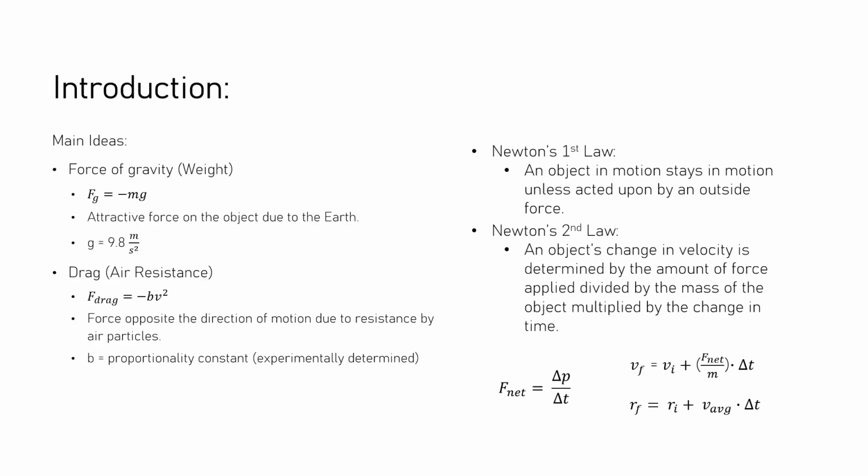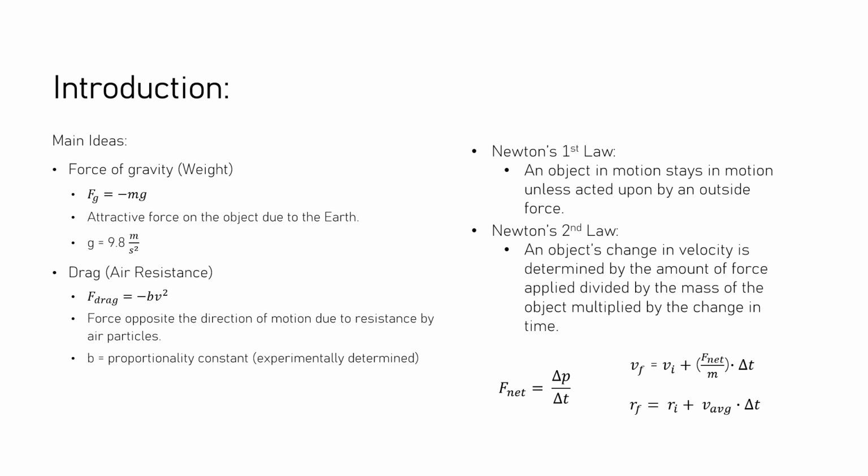So the main ideas in play here were Newton's first and second law. Newton's first law saying that an object in motion stays in motion unless acted upon by an outside force, in this experiment being gravity and drag. And Newton's second law, which says that an object's change in velocity is determined by the amount of force applied divided by the mass of the object multiplied by the change in time.